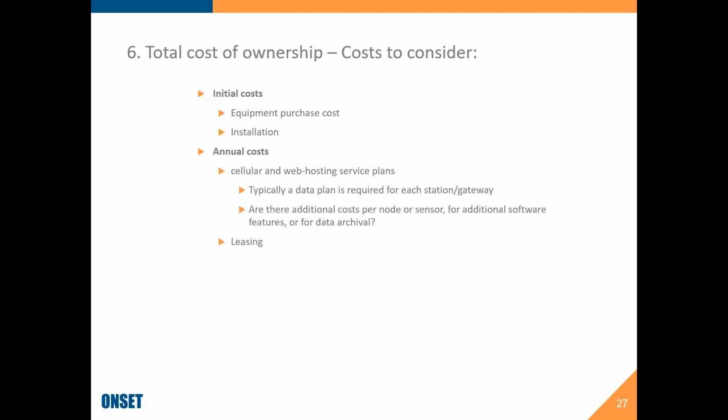And let's see. Then the other cost model that is an option through some vendors is leasing. So rather than buying the stuff up front, you just pay for an annual leasing cost, and that's a way of spreading out your costs. So that's an option as well.